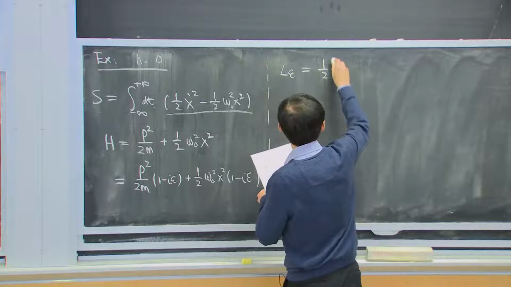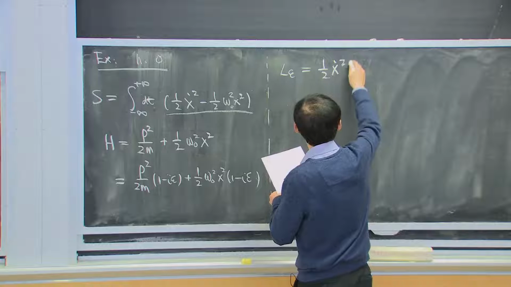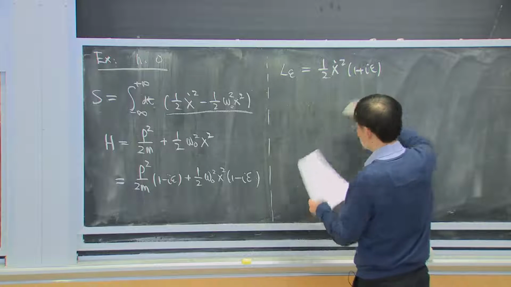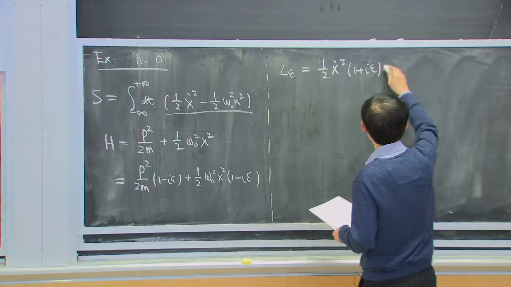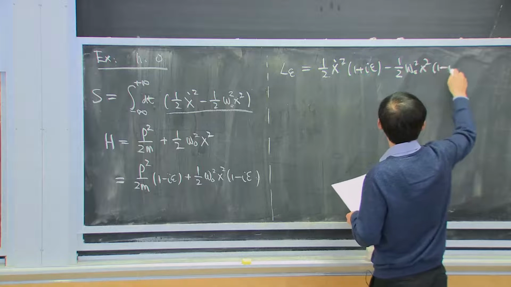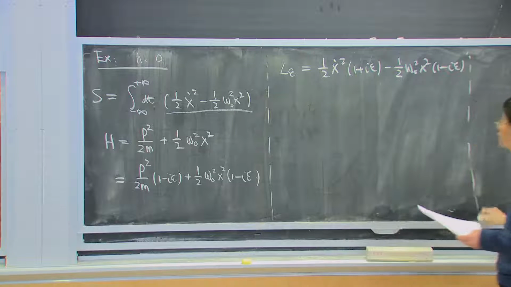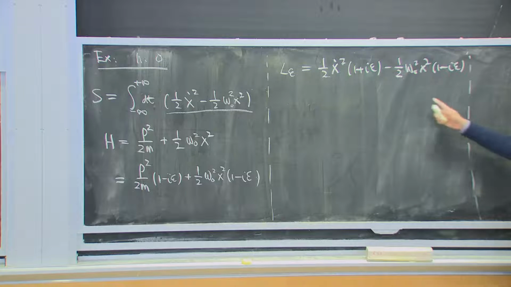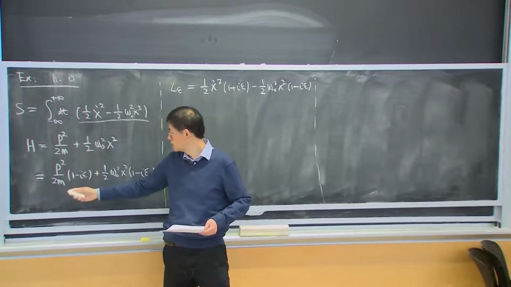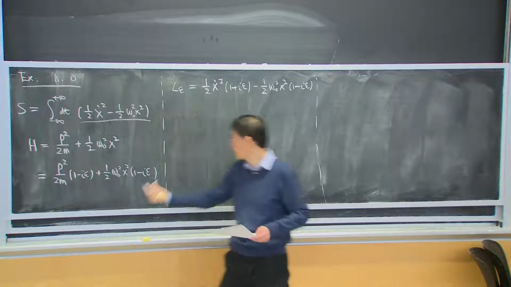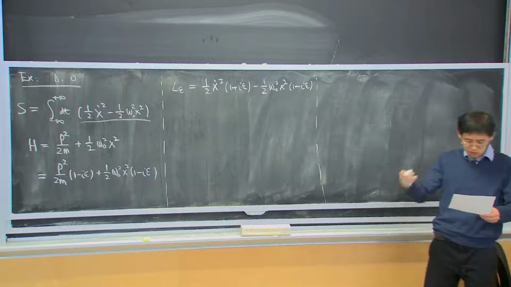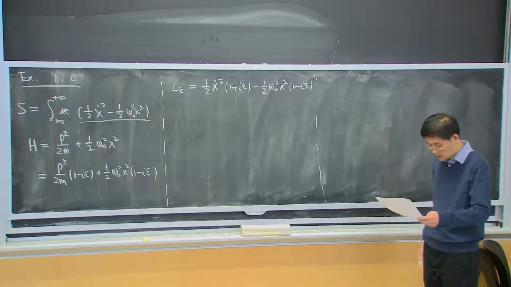Then you find that this gets 1/2 x dot squared times (1 plus i epsilon). This part essentially does not change: 1/2 omega 0 squared x squared times (1 minus i epsilon). That's what you get. Essentially, when you do the Legendre transform to go from p to x, the factor 1 minus i epsilon becomes 1 plus i epsilon. You can easily check yourself, because you need to do an inversion.